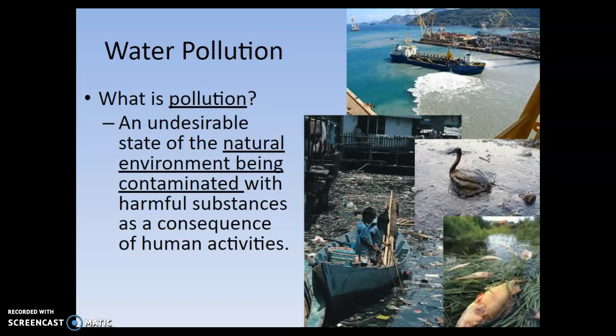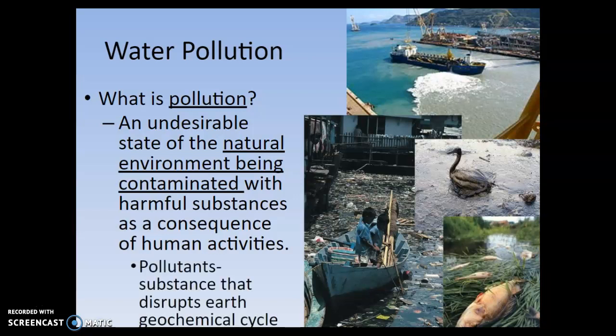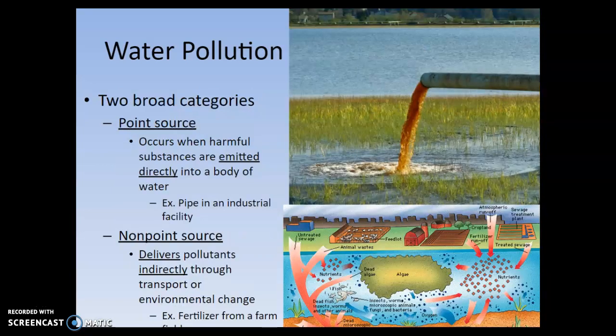All right, so now let's talk about water pollution. We've talked about groundwater depletion and subsidence already, but what is water pollution? Anything that is undesirable in the environment or contaminates the environment is known as pollution. When we talk about water pollution, these contaminants are going to be directly in the water. And a pollutant is any substance that disrupts the Earth's geochemical cycle. So anything in the earth that is not natural, that should not be there, that can cause issues.